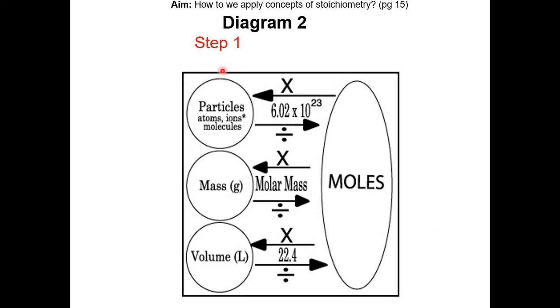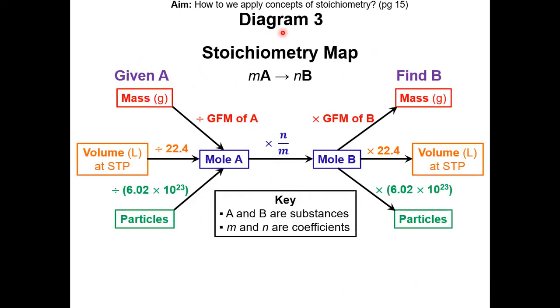In step 1, you're given your quantity A in a certain unit. You're going to convert it to moles. In step 2, you're going to do a mole ratio. Then you convert back into the desired unit for quantity B in step 3. This is diagram 3, which is a more detailed version of diagram 1.